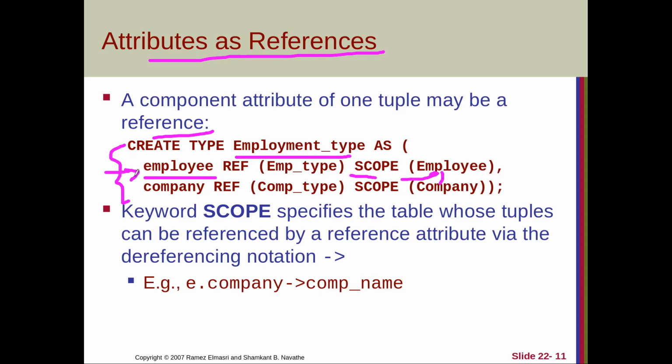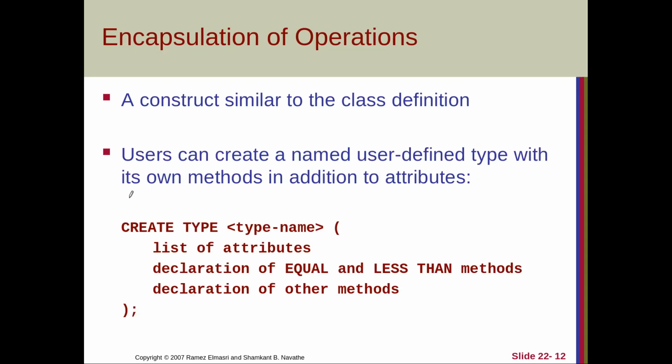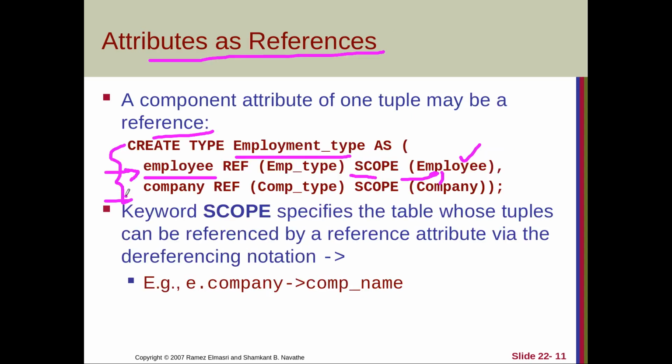Now this employee is referred by the employee type of relation or type employee. So that is why this syntax is given. Employee is referred by employee type, and scope, this employee type is taken from employee type, comma, one more attribute is given, company, reference is company type, and its scope is company. So this company attribute is being referred by company type, which is from another type, company.